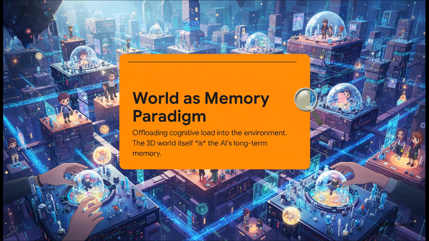And the answer is just so elegant. It's called the world as memory paradigm. Instead of trying to cram every piece of knowledge and context inside the AI model's own parameters, inside its head, you offload it. The environment itself becomes the memory. The relationships between objects, how close they are, how they're connected, that structure is the AI's long-term persistent memory.